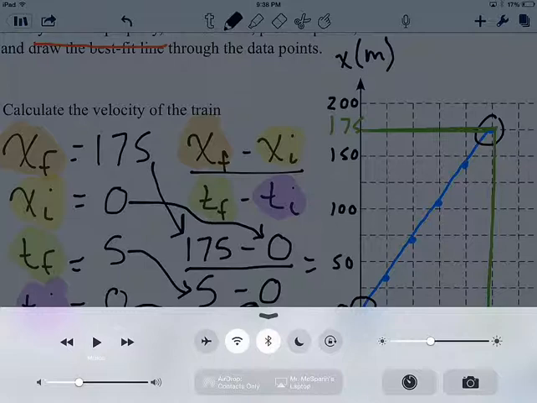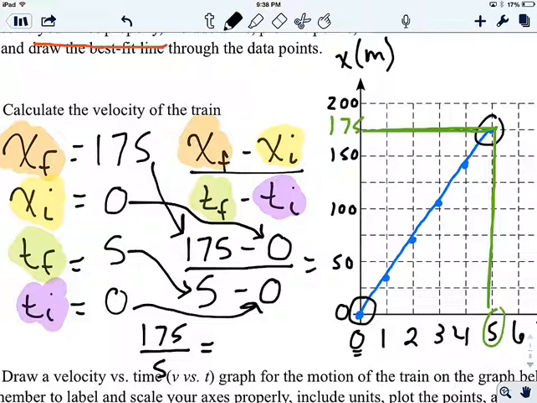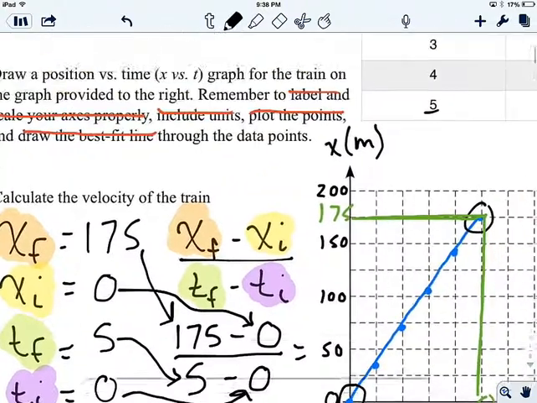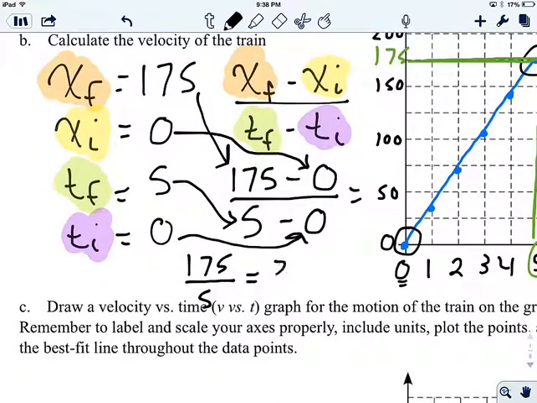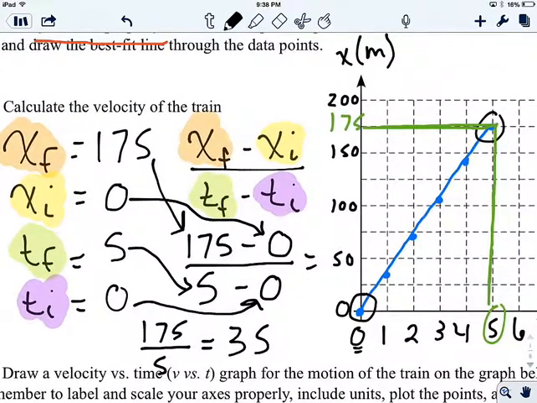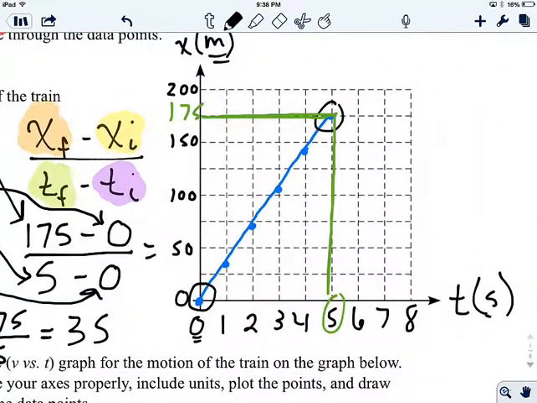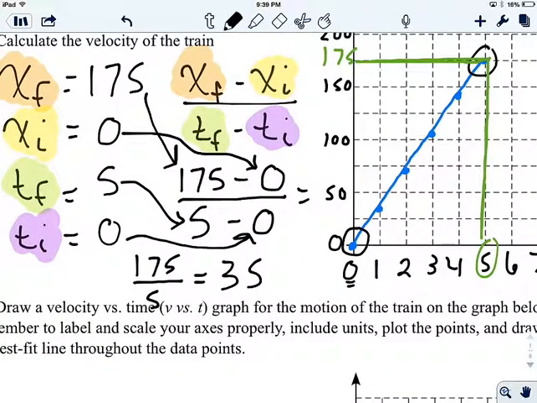Oh man, my phone has a calculator on it. Okay, who knows what 175 divided by 5 is? Let's see. What do you guys think? What's 175 divided by 5? Oh yeah. It's 35. Now, my answer is 35. I got to look and see. That's meters per second. So my answer is 35 meters per second.